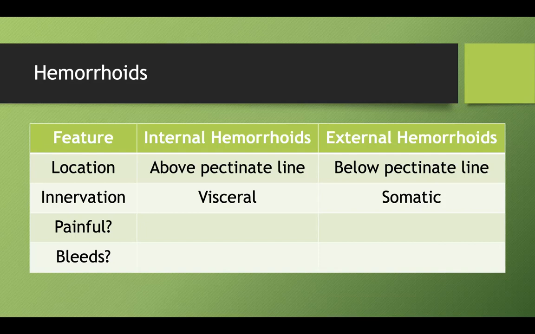And the reason why I wanted to point this out is that when you have visceral innervation, you're less likely to feel a sharp localizable pain. You'll feel more of that broad diffuse pain. Whereas somatic innervation, like if you pull a muscle in your body, you're going to have very sharp localizable pain. For that reason, if you take an external hemorrhoid, it's often going to be very painful or itchy because you're going to have that somatic innervation telling you exactly where it's hurting.